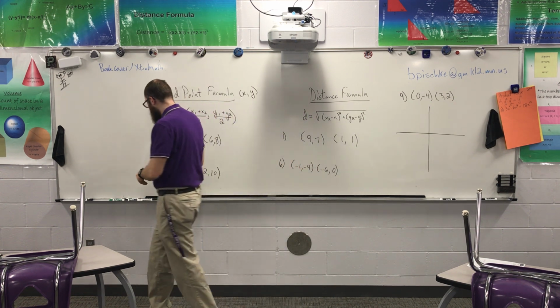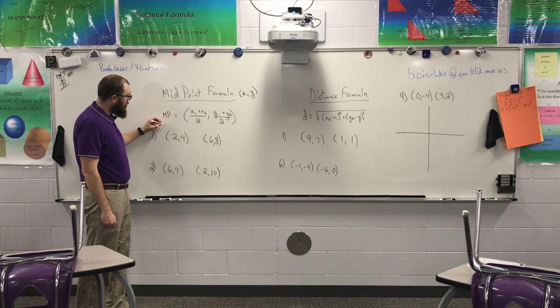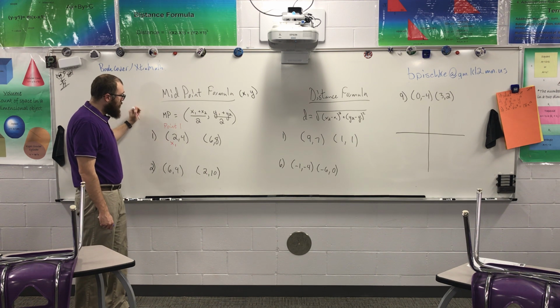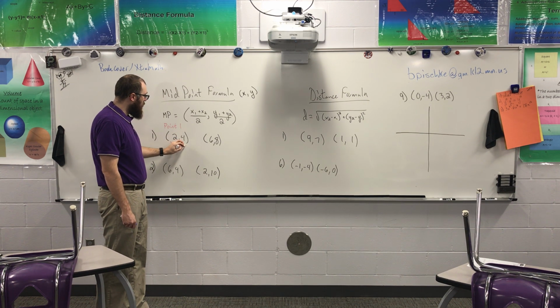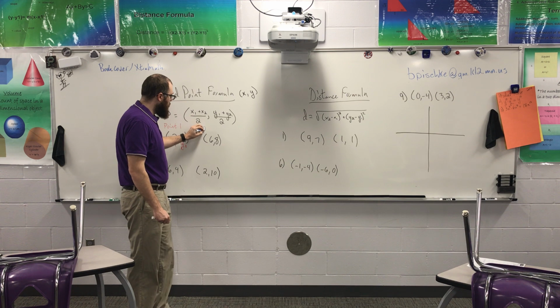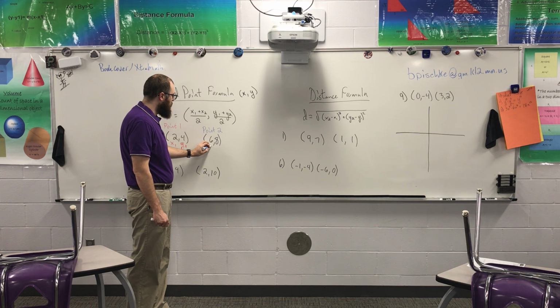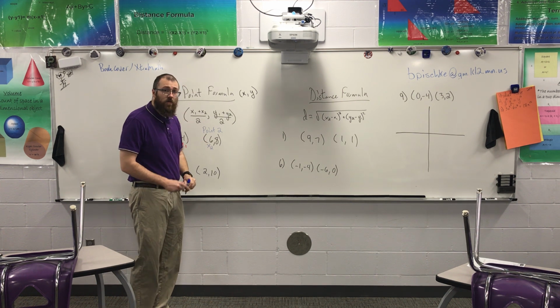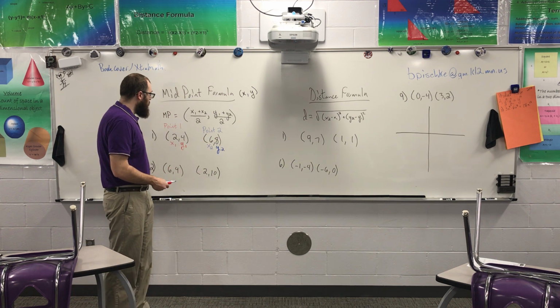So I'm going to label these out. 2 is the x value of point 1, and that makes it x1. 4 is the y value of point 1, so that makes it y1. 6 is the x value of point 2, so that makes it x2, and 8 is the y value of point 2, which makes it y2. Now we can go ahead and put them in our formula.